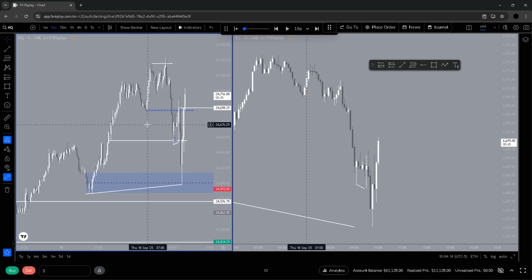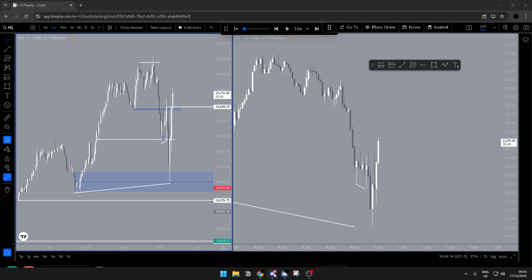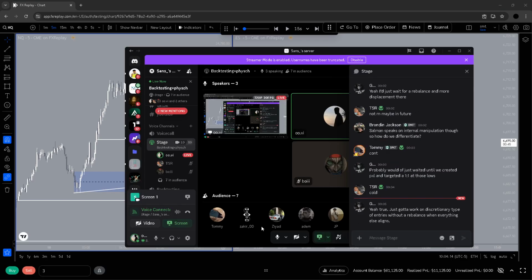So where's the next draw on liquidity? Right here. We've pushed through this, respected it, and then displaced lower. So that's confirmed that we are going lower until the next draw. The next draw is this down here. We SMT, so that's that draw taken. So you're out of your trade. It can't get any more simple than this, guys, you know?